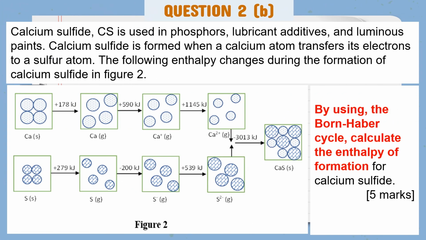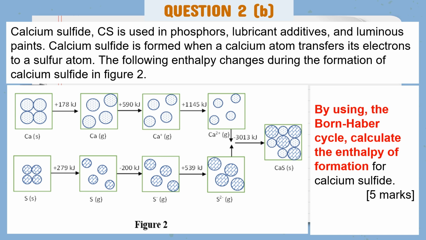Okay, for question 2B, given here is calcium sulfide. Calcium sulfide is used in phosphors, lubricant additives, and luminous paint. Calcium sulfide is formed when the calcium atom transfers its electron to a sulfur atom. The following enthalpy change during the formation of calcium sulfide is shown in Figure 2.